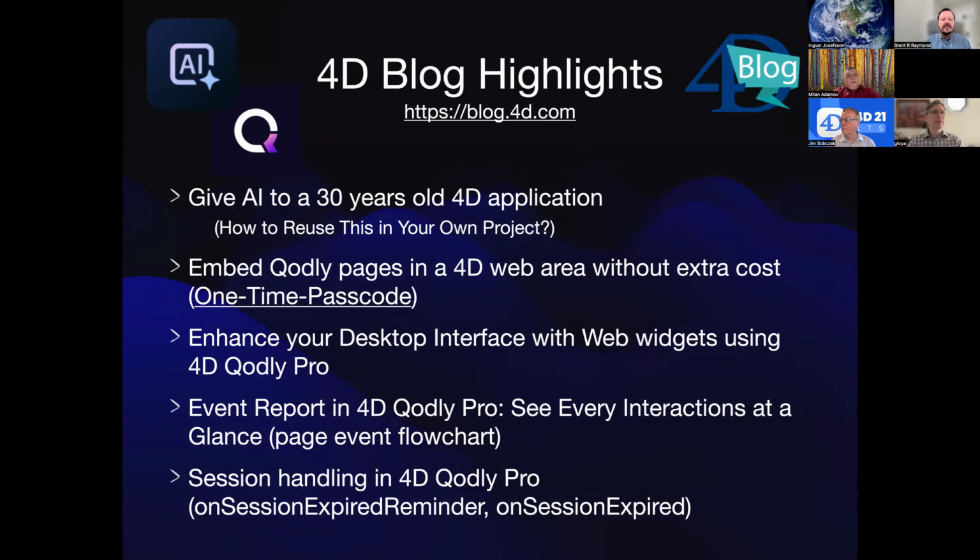One of them being give AI to a 30-year-old 4D application, which really speaks to us at the museum. And it's one thing to see all the steps, the question is always, well, okay, how do I do that? What prompts did they use? And how did you set up the tools?